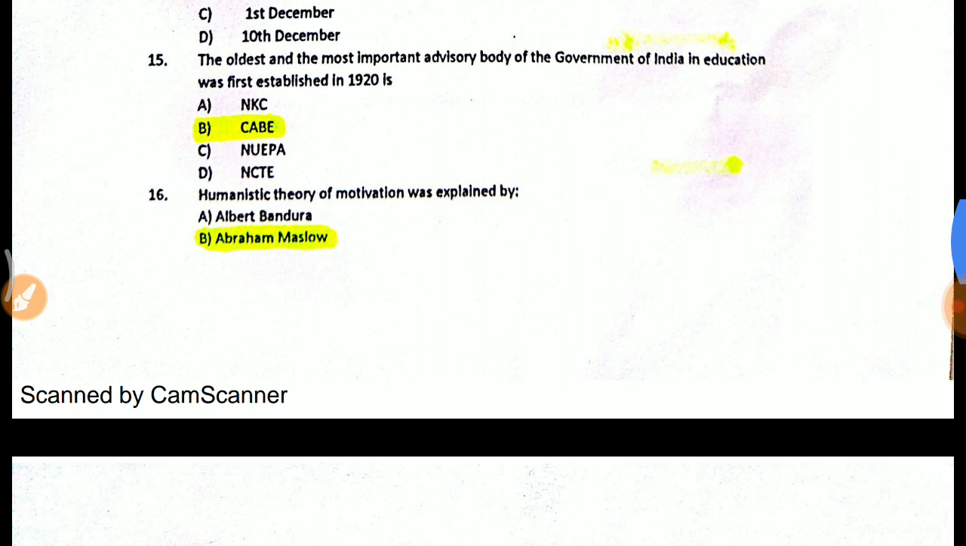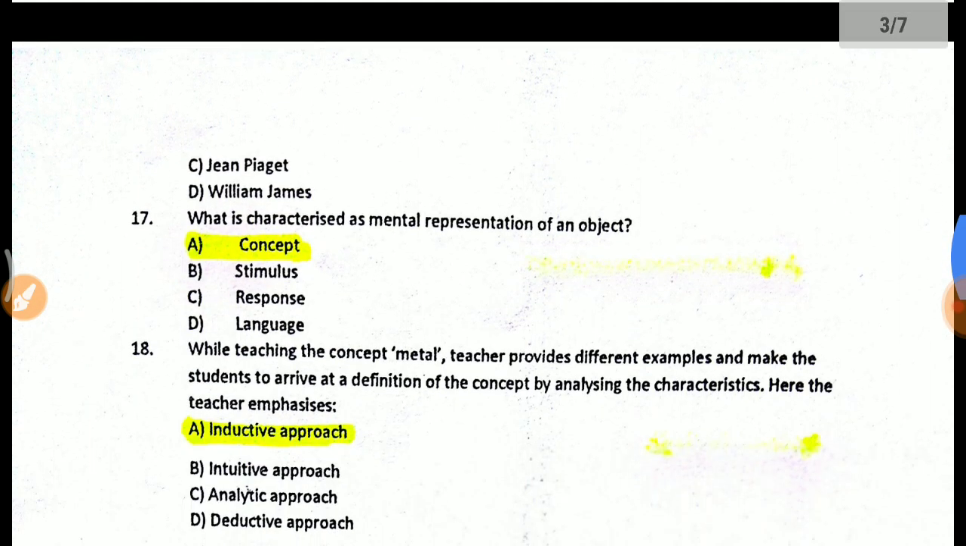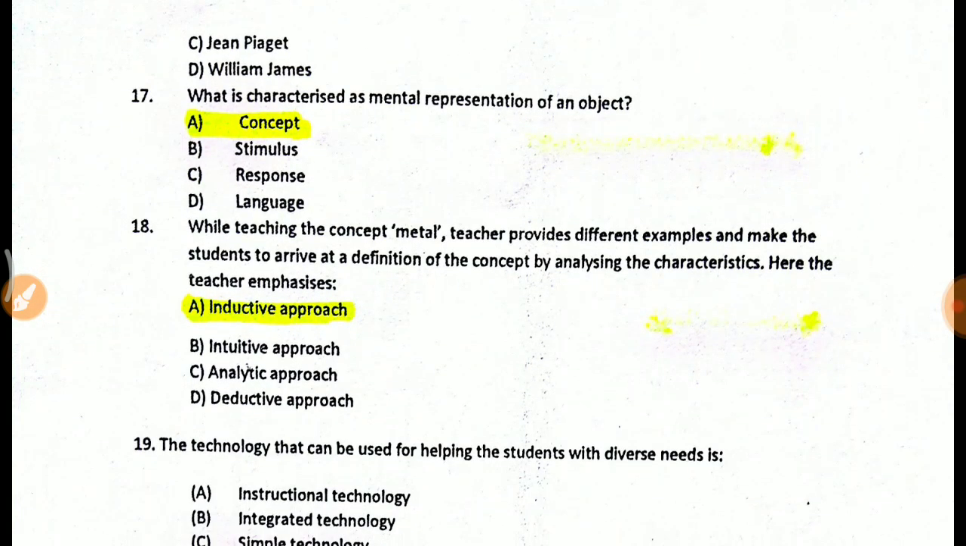Humanistic theory of motivation was explained by, it is a very easy question, Abraham Maslow. We know very well that Abraham Maslow is one of the main persons who formulated the humanistic theory of motivation. What is characterized as a mental representation of an object? That is concept.